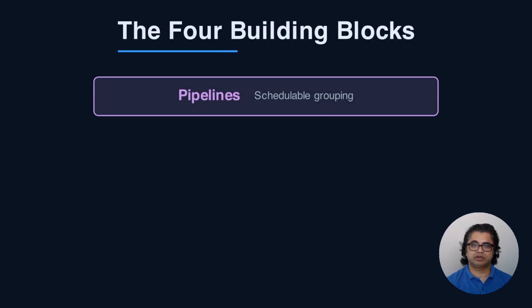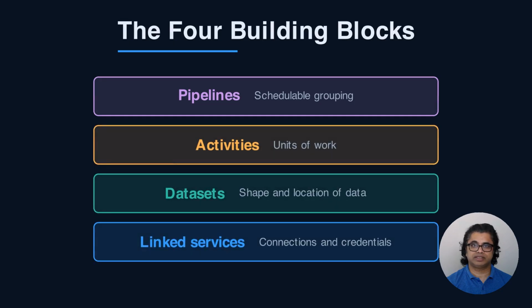ADF is built from 4 nested concepts. At the base sit linked services, connection definitions and credentials to your stores and computes, like a connection string to a SQL database or a key to a storage account. On top of those, datasets describe the shape and location of the data, a specific table or a folder of files. Activities are the units of work, a copy, a stored procedure call, a data flow, and pipelines group activities into a runnable, schedulable unit with control flow. Get this hierarchy right and everything else clicks into place.